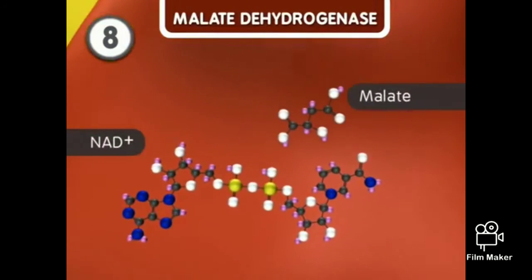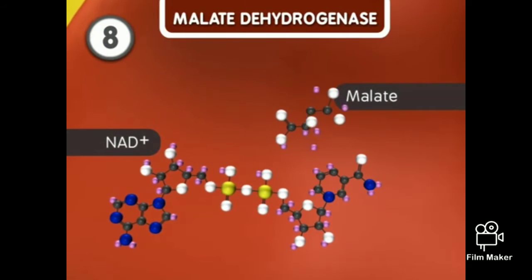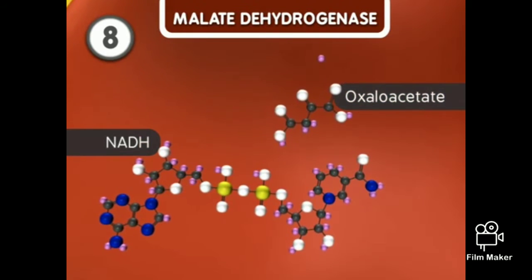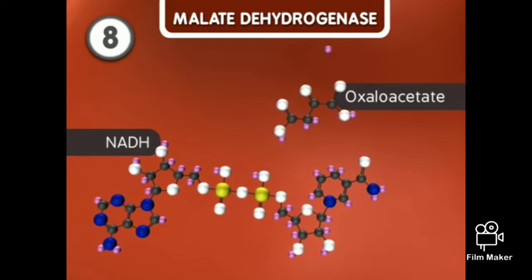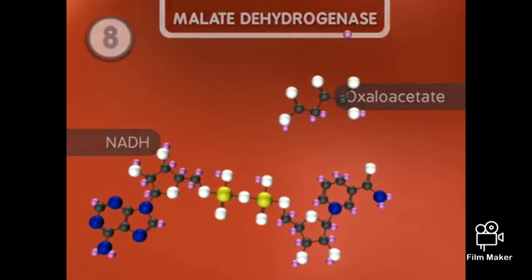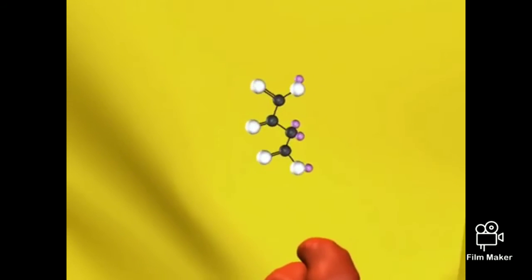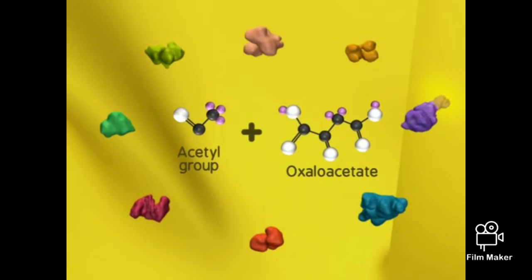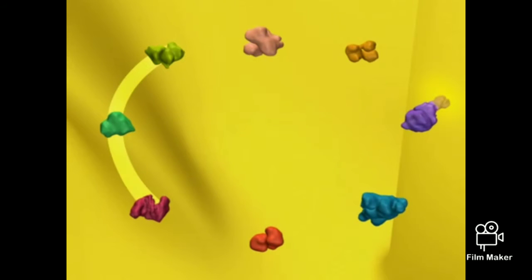In the final step of the citric acid cycle, a malate dehydrogenase enzyme converts malate back to oxaloacetate. Like all steps involving a dehydrogenase, a coenzyme is produced. Here, it is NADH. The oxaloacetate that was regenerated through the citric acid cycle is now ready to join with another acetyl group and begin the cycle a second time.